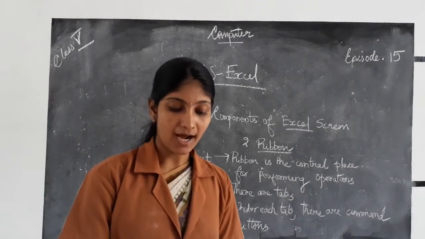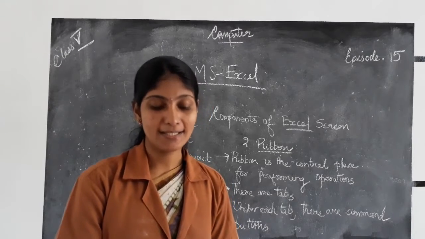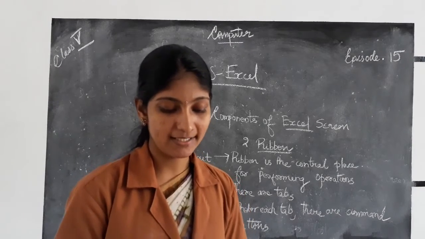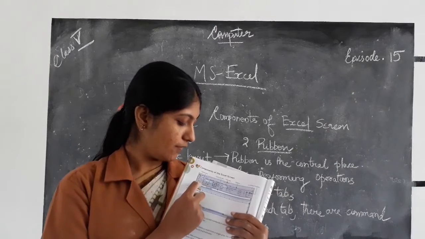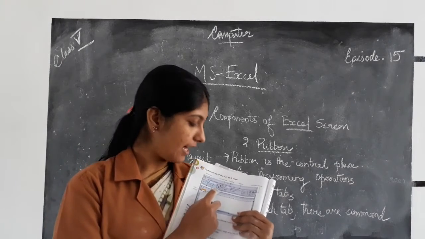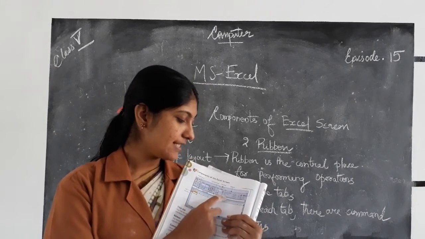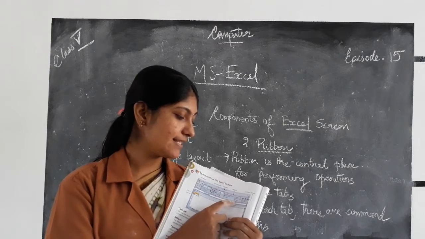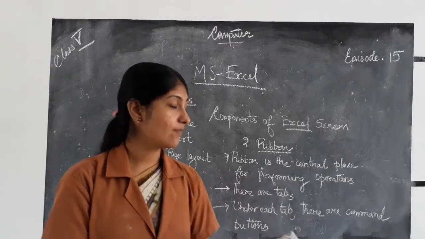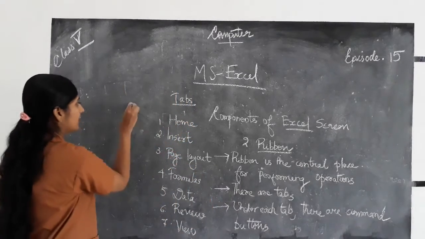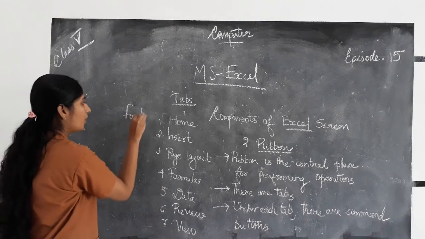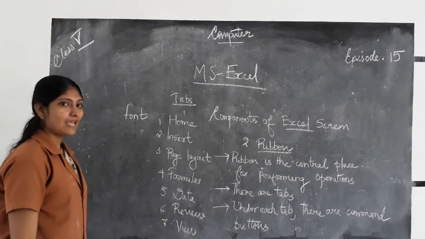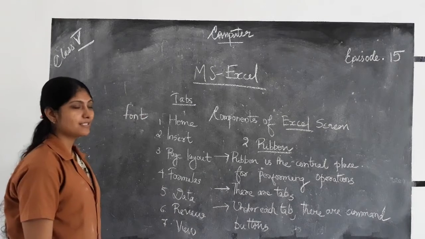Okay. Then under each tab we know there are some buttons. So let's see what are the buttons. Look here: font button, alignment, then styles, cells, editing. Font button is for changing font type or font styles, etc.